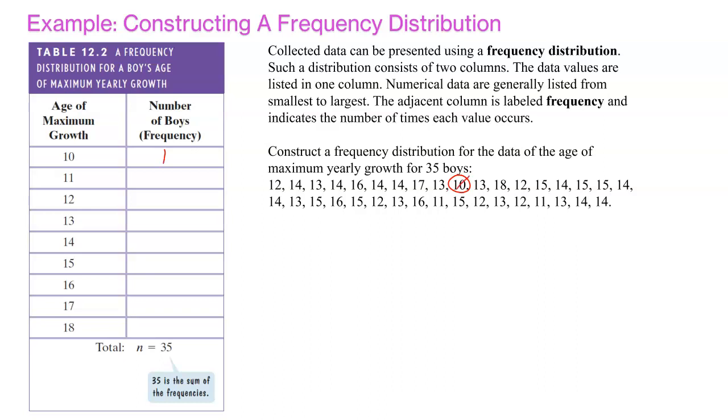Then we go to 11. We run down the list and look to see how many times the number 11 shows up in that list. 2 times. So it has a frequency of 2. I'm going to cross those off because I've already counted those. And then we'll see we've got a 12 here, 12 here, 12 there, 12 there, 12 there. 1, 2, 3, 4, 5 times.